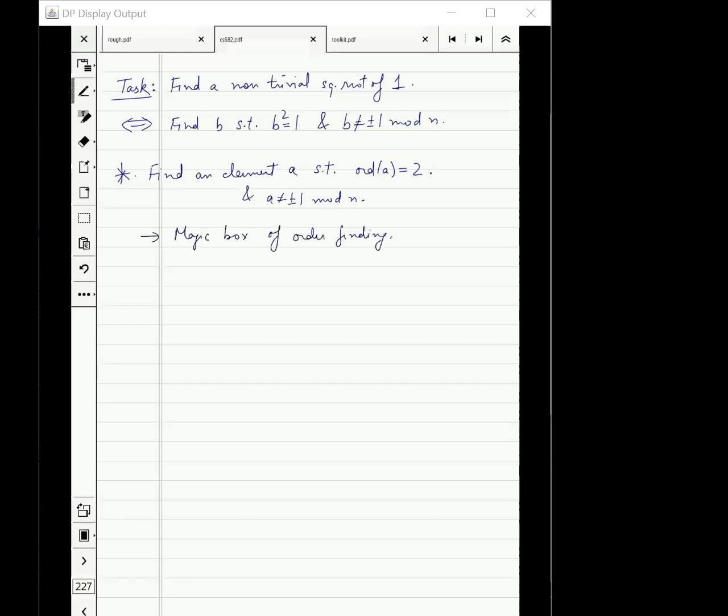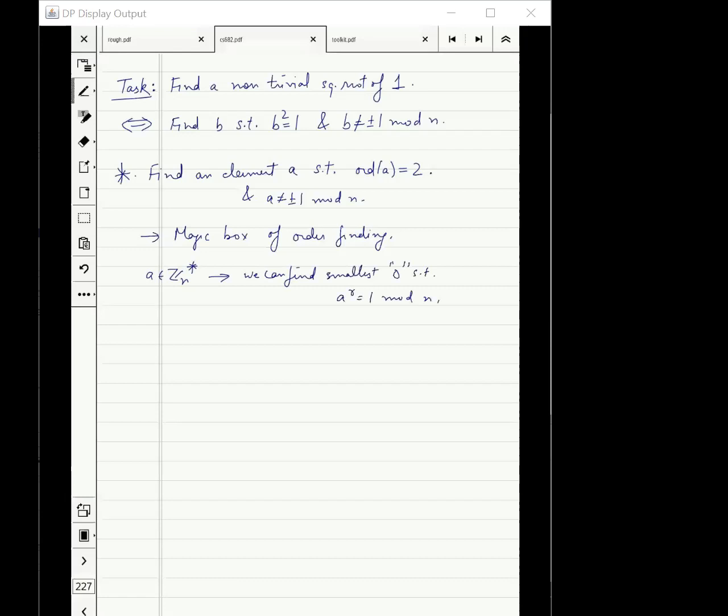Okay. You remember the exact definition of order finding now, right? Order finding over Zn star tells us that given any element A in Zn star, this is the power we have. This is the magic box we have. Given A, an element of Zn star, we can find the smallest r such that a to the power r is equal to 1 mod n.